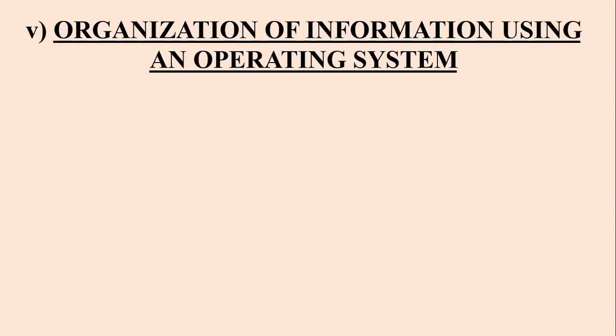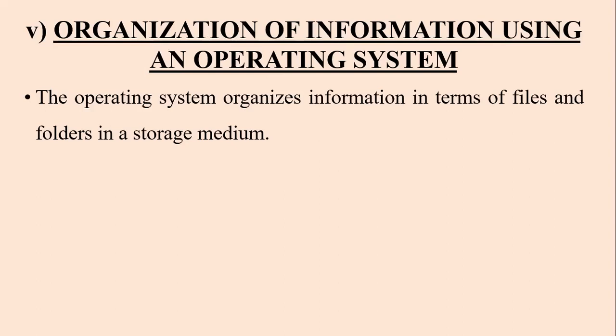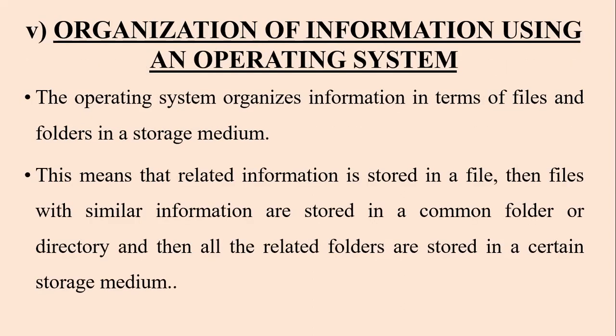So how does the operating system organize information, or how would you organize information using your operating system? The operating system organizes information in terms of files and folders in a storage medium. This means that related information is stored in a file, then files with similar information are stored in a common folder or directory, and then all the related folders are stored in a certain storage medium. In other words, if you have a storage medium, for example, the hard disk, the operating system allows various related content to be organized in the form of directories. And then under each directory, the related files can be stored.